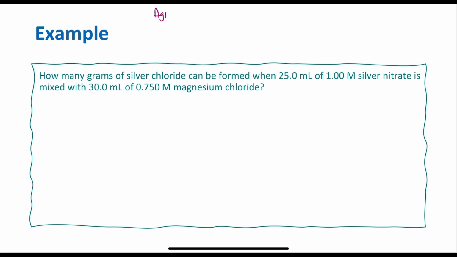So I'm mixing silver nitrate, AgNO3, which I know is aqueous, with magnesium chloride, MgCl2, which is also aqueous. I'm going to swap those partners. So I'm going to form silver chloride, which is insoluble, and magnesium nitrate, which is soluble. I'm going to go ahead and balance that reaction. So a 2 here and a 2 here will do that for me.